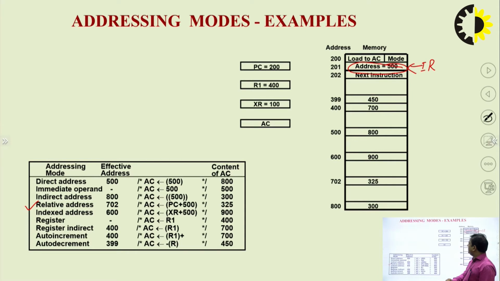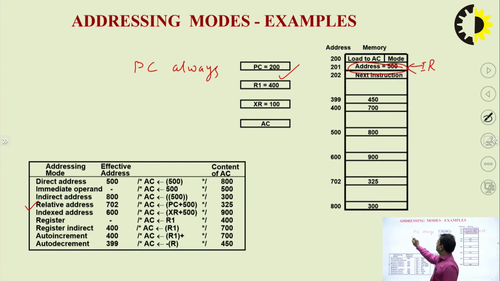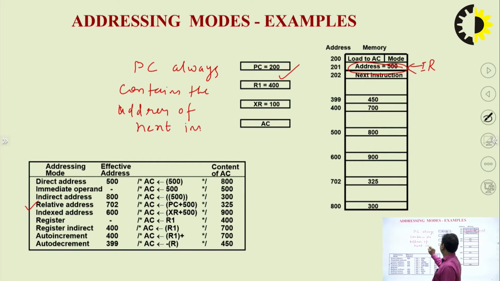And what will be the value of the program counter? This is to be noted now. This is an important concept: what will be the value of the program counter. It should be noted that the program counter always contains the address of the next instruction that is to be executed.